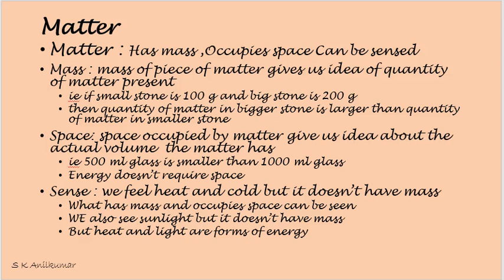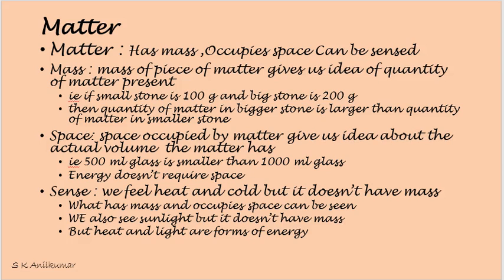For example, if one stone is 100 gram and another stone is 1000 gram, then the smaller stone will be 100 gram, the bigger stone will be 1000 gram. We will mean the smaller stone is lighter and the bigger stone is heavier. The quantity of matter in the bigger stone is more, that is why it is heavier. The quantity of matter in the smaller stone is less, that is why it is lighter.